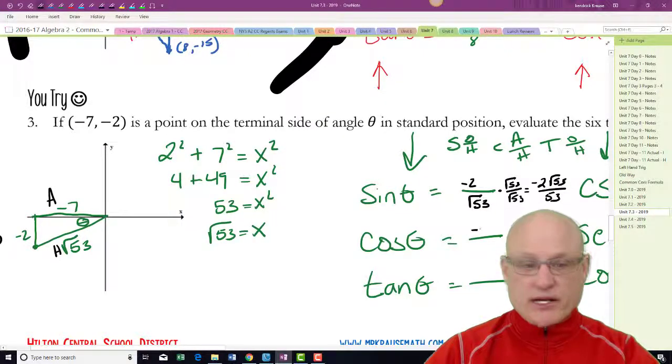This one is going to be -7 over the square root of 53. And I think by now you should realize that's going to be -7 square roots of 53 over 53. And then tangent is -2 opposite over adjacent -7, or just 2 sevenths.